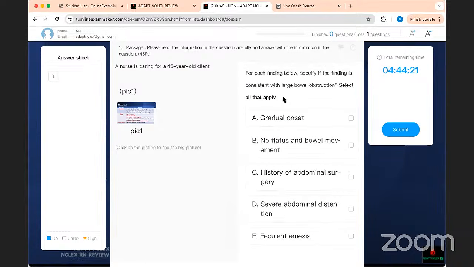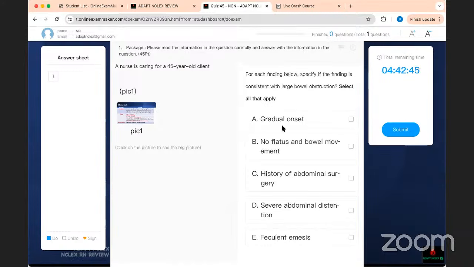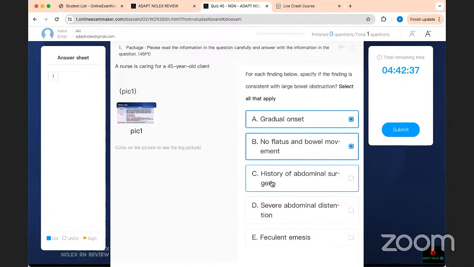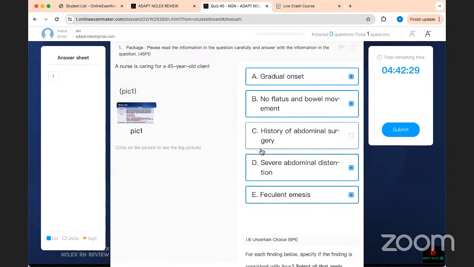In order for you to distinguish, I give you the large bowel obstruction. Which of these is consistent with the large bowel obstruction? Tell me, give me your answer now. I've shown you the difference between large and small. Which of these should be consistent with a large bowel obstruction? In a large bowel obstruction, it's a gradual onset. There will be no flatus or bowel movement. You don't need to have a history of abdominal surgery. You get severe distension and then you are feculent. History of abdominal surgery is consistent with the small bowel obstruction.